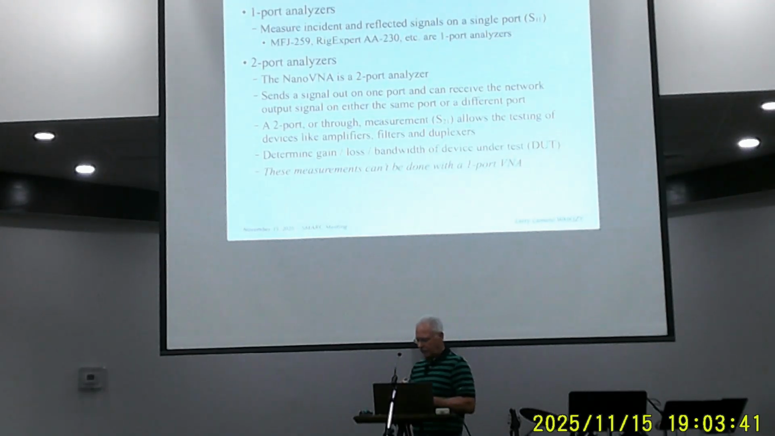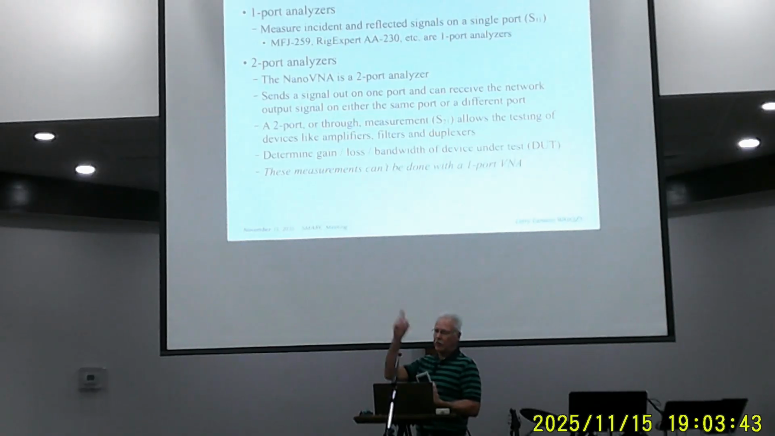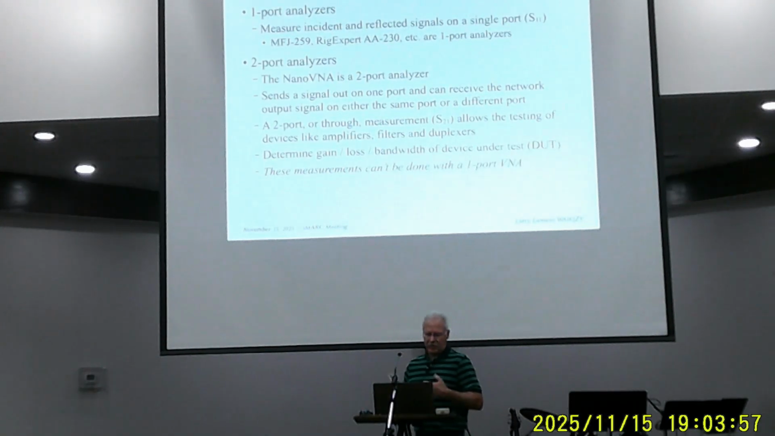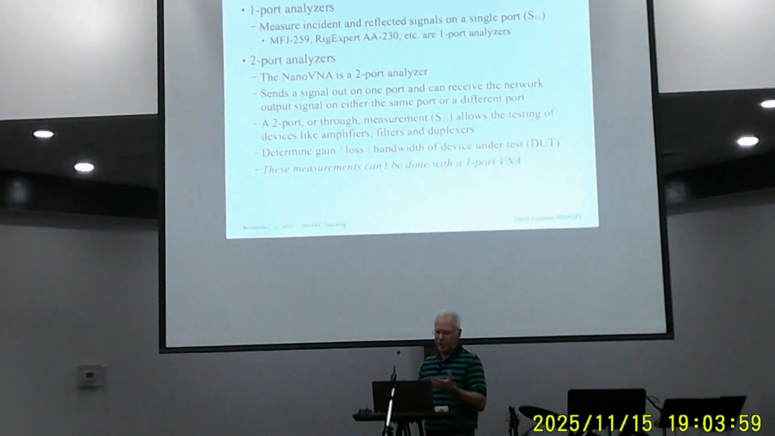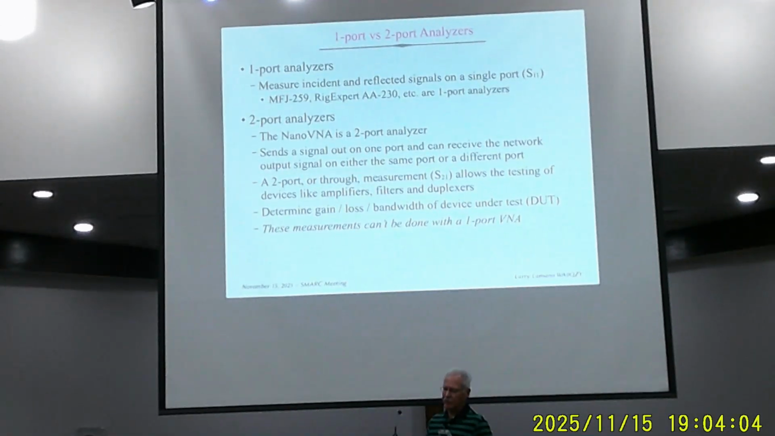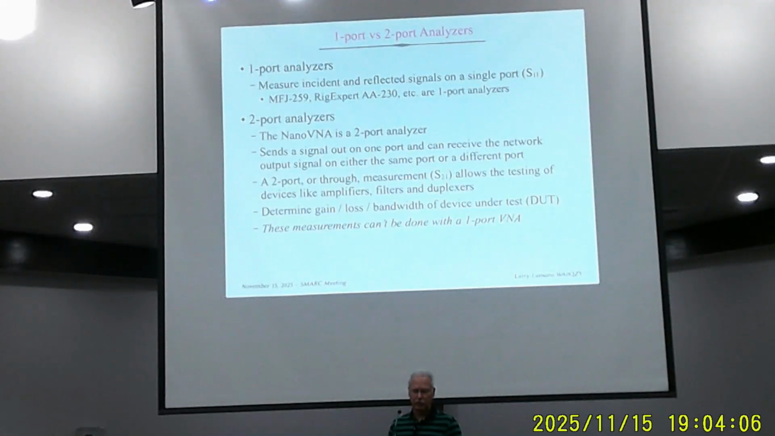The advantage of that is that's called a through measurement. Instead of just going and reflecting back like from an antenna, it can go through a filter or an amplifier and back in. When you do that, you can measure the gain or the loss of a filter, or the gain of a preamp. You can test duplexers, determine the gain, the bandwidth, and all of that. That's called an S21 measurement because the output is port 1 and the input is port 2. You can't do those measurements with a 1-port VNA. You have to have a 2-port VNA to do that.